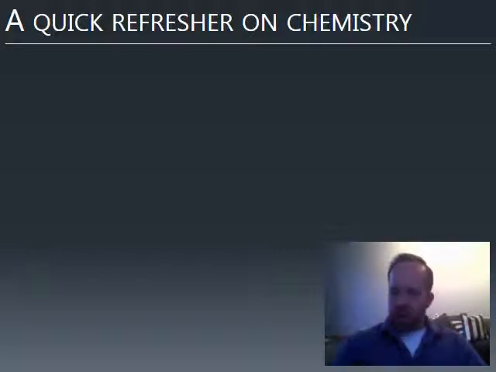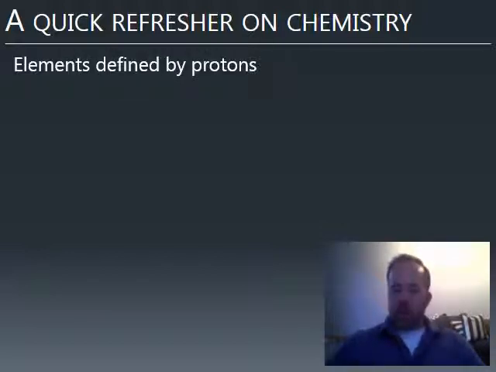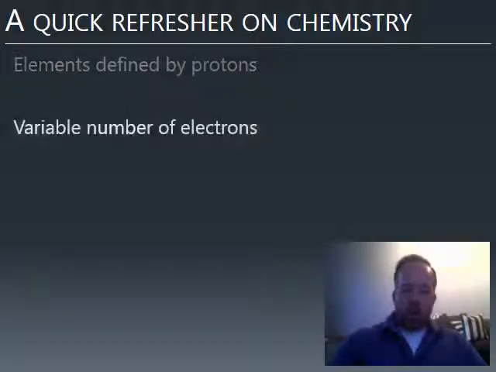So for those that haven't had chemistry in a while, quick refresher. Elements are defined by the number of protons they have, not proteins, protons. A proton is a basic charged particle. It's got a positive charge. Hydrogen has 1 proton, helium has 2, lithium has 3, carbon has 6. This is what defines what the element is, the number of protons. Now for today, that's not as important as understanding that these atoms can have a variable number of electrons. Electron is the proton's counterpart. Proton is positively charged, electron is negatively charged.